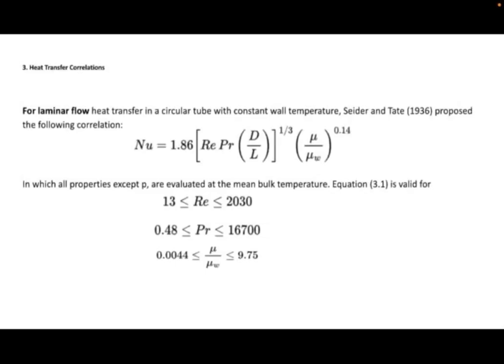In the second part of flow in circular pipes, today we are starting with heat transfer correlations. For heat transfer in circular pipes, various correlations have been suggested depending on the flow conditions, that is, laminar or turbulent. For laminar flow, heat transfer in a circular tube with constant wall temperature was proposed by Sieder and Tate in 1936 as the following correlation.